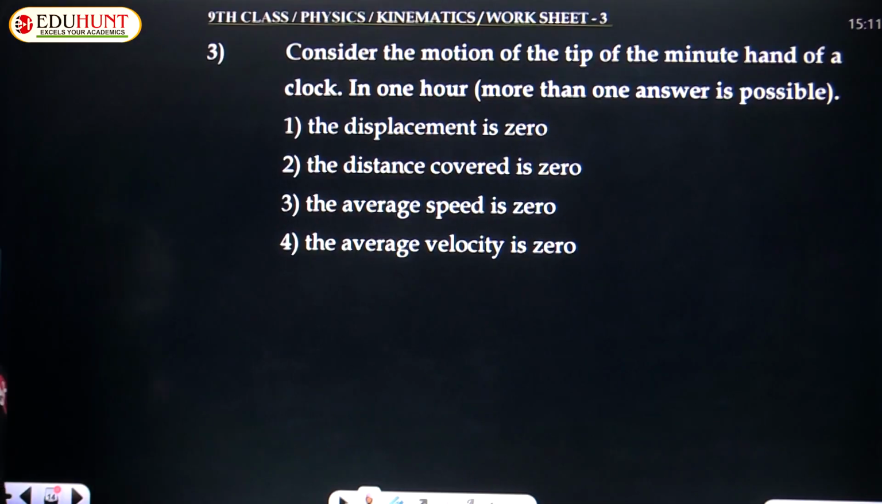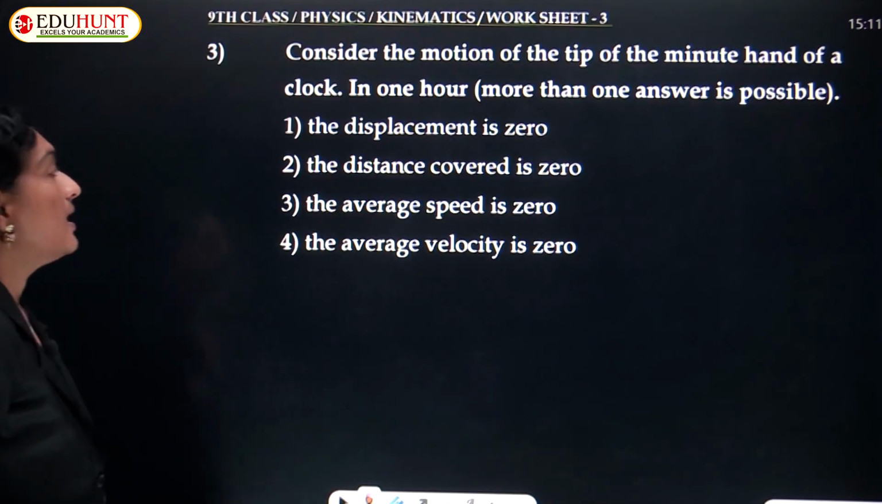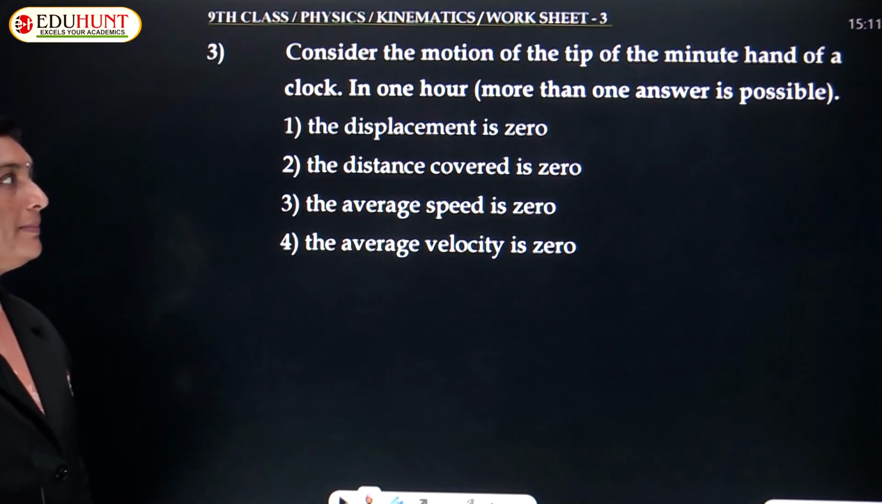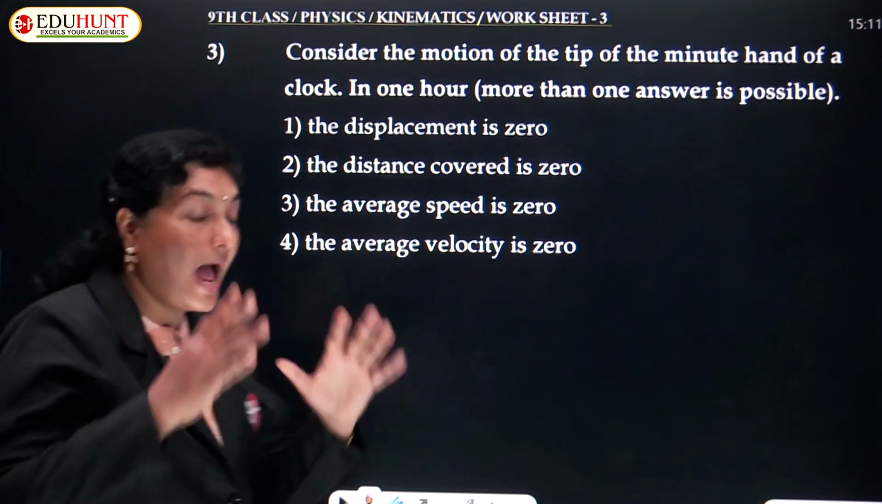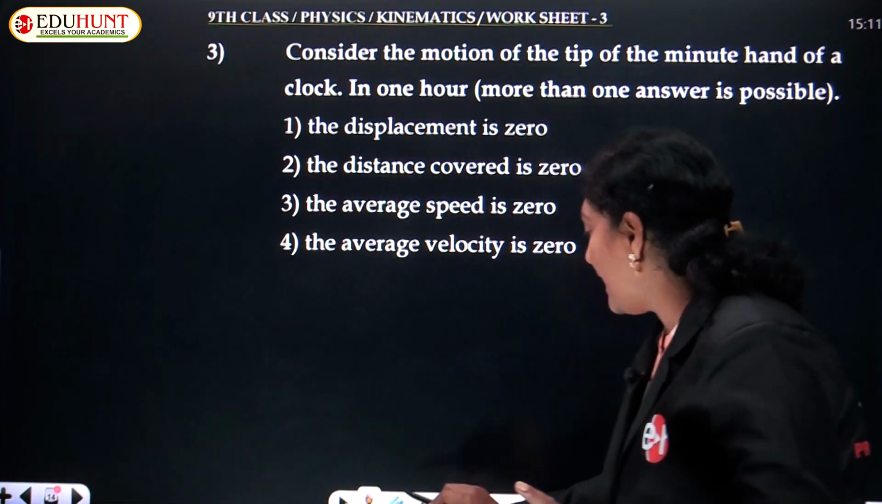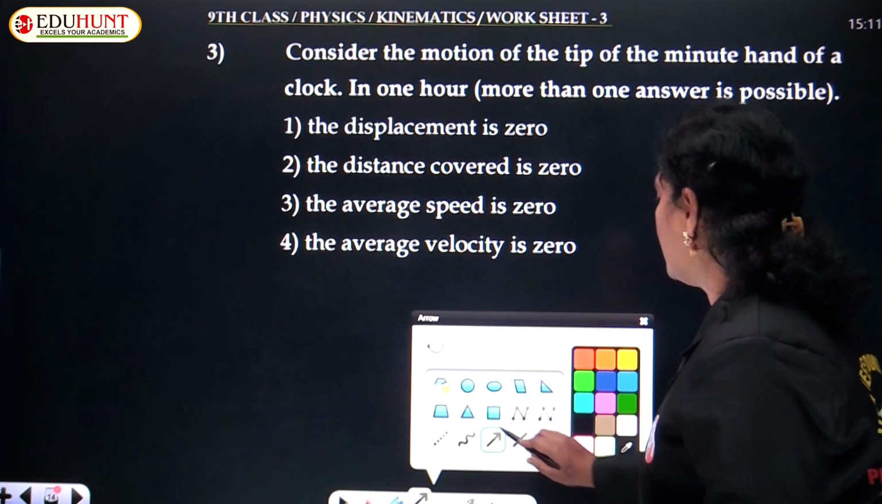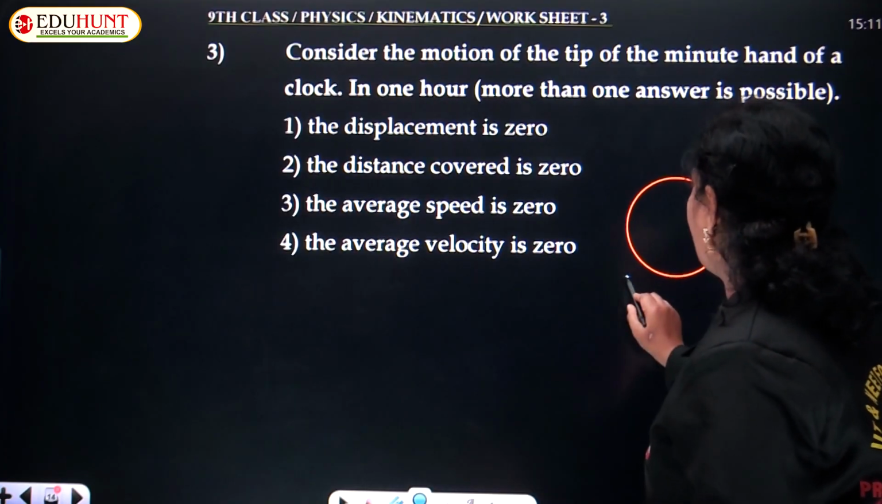So, moving ahead with the next one, third question. Consider the motion of the tip of the minute hand of a clock. So, you are asked to visualize the motion of the tip of a clock. So, something like this.